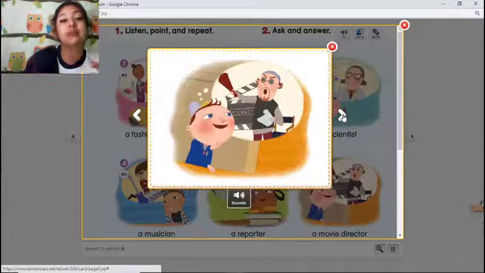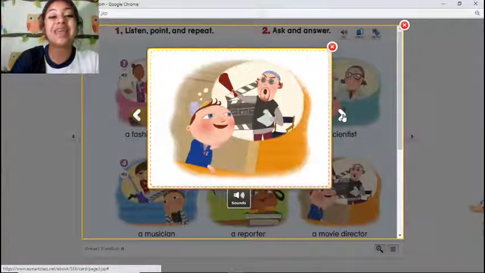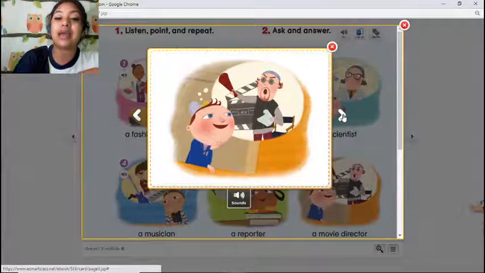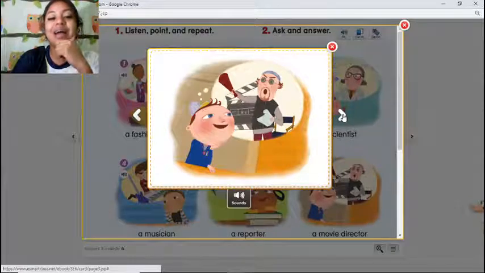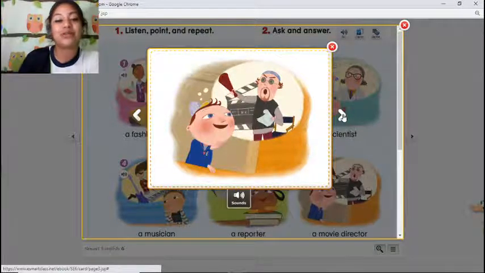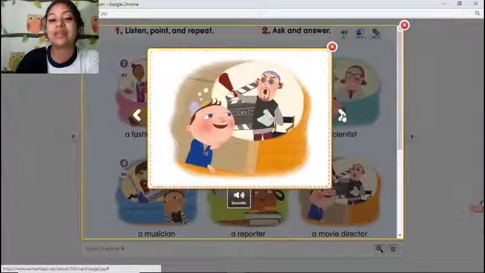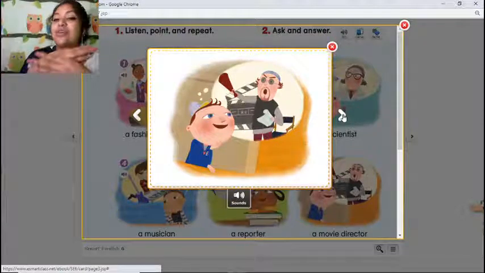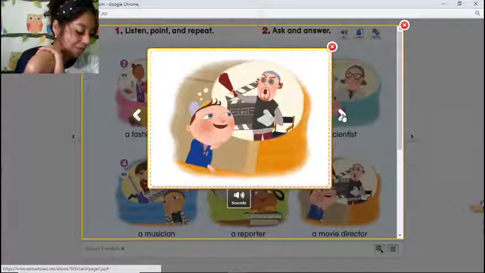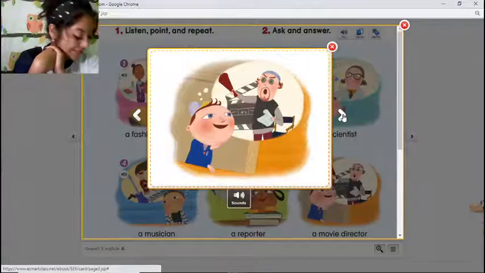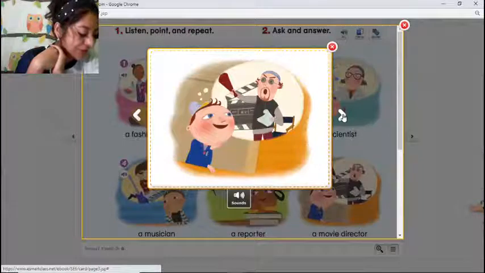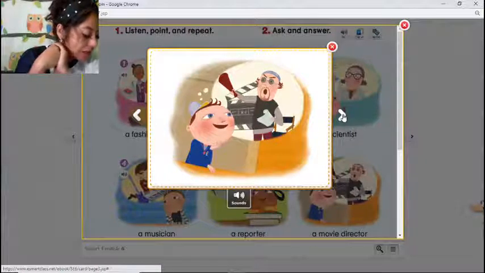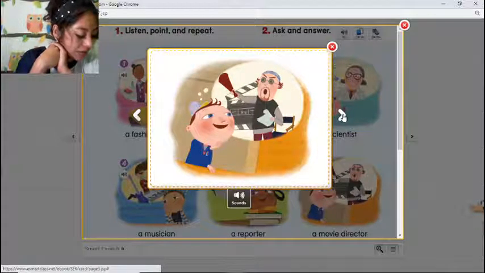What does he want to be in the future? ¿Qué quiere ser él en el futuro? He is thinking that he has something like to talk to a lot of people, and he has a brochure on his hand, something like when you say start or action to the cameras or the movies. Okay, movie director, that's good. Carly, muy bien. Alejandra too.